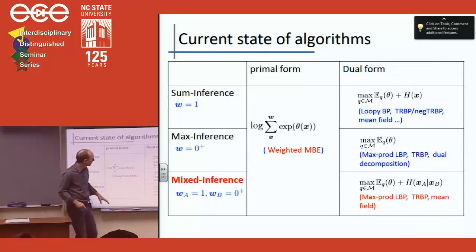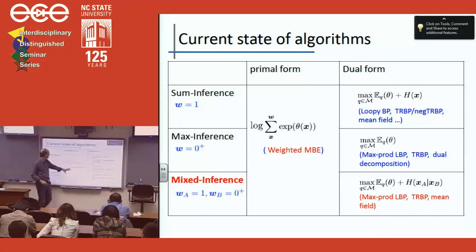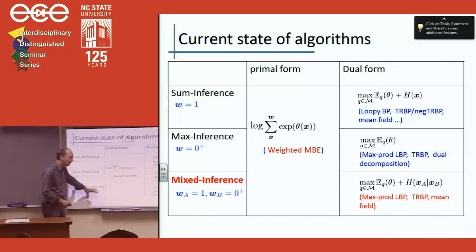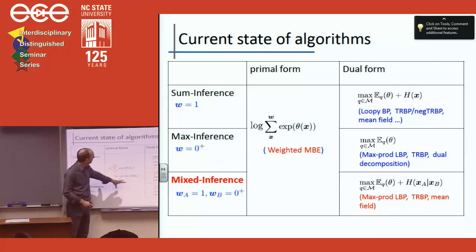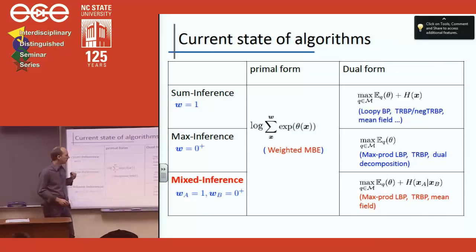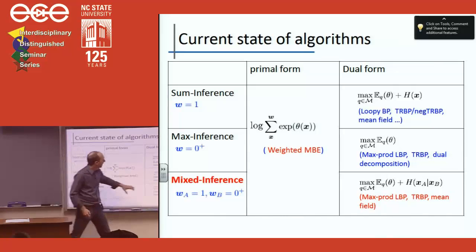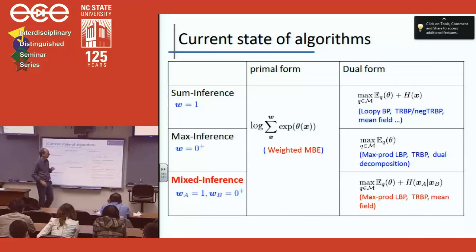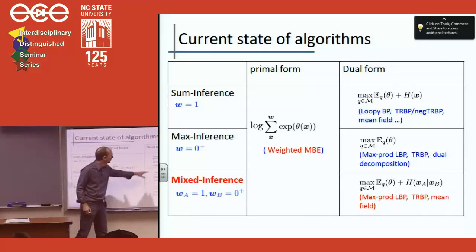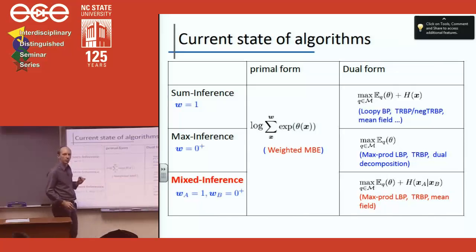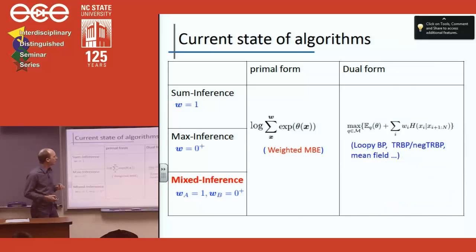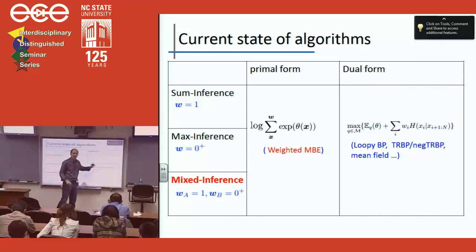OK, so here's the picture again, right? Three different forms of inference. This one much more general and less considered, but all of them unified in some combinatorial sense, if you write the primal version. And now we have versions for each of these problems in the dual, in the variational form. And all of those are actually also unifiable in a weighted sense.